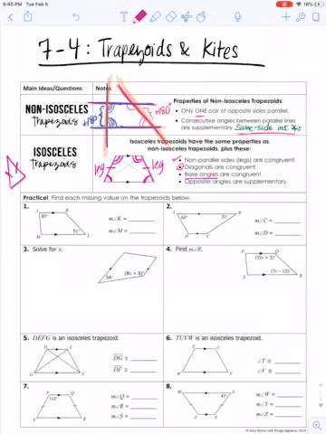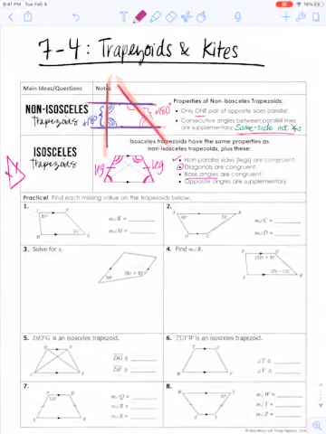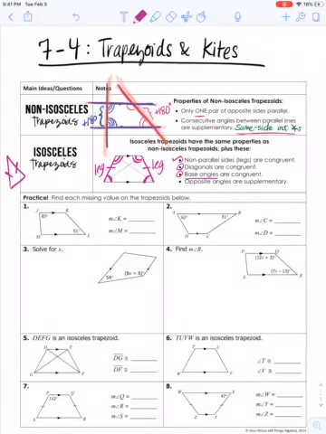Okay? Make sense? Good. You don't really need to know that last property. It's not that important. You need to know the first three. Opposite angles are supplementary. It's good to know, but you can always figure that fact out based on all the other properties we know. Okay, so those are the general properties.